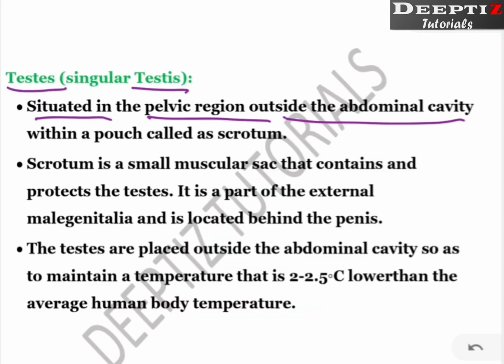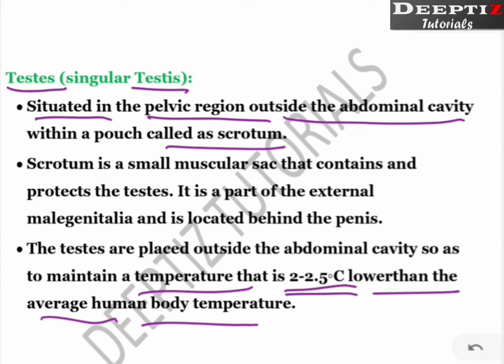So this is an important question. Why is the testis located outside the abdominal cavity, inside the scrotum? The reason is that the temperature which is required for the sperm production is 2 to 2.5 degrees Celsius lower than the average human body temperature. Now what is the scrotum?